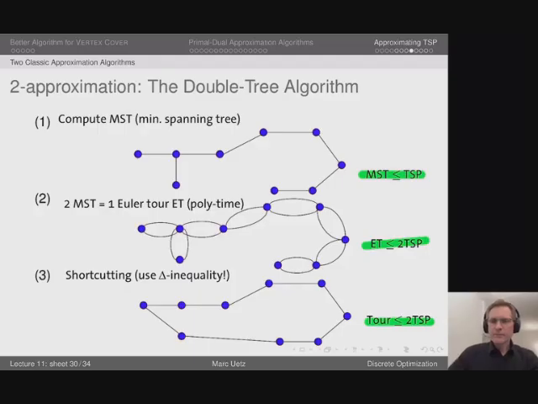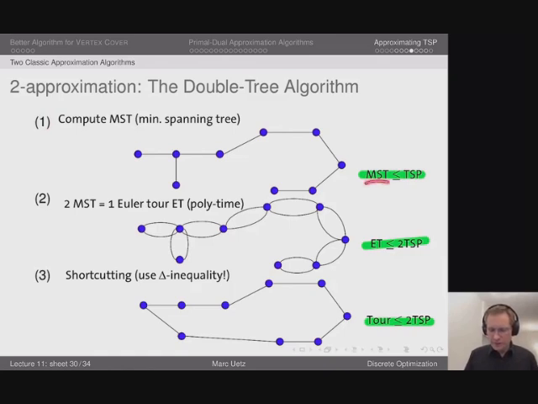Now we have all the ingredients together in order to define these two beautiful approximation algorithms. So we can compute minimum spanning trees in the graph, and that gives us a lower bound on the shortest TSP tour. We can compute Euler tours in multigraphs if they have even degree, and we can do shortcutting in order to get a Hamiltonian cycle from an Euler tour. And indeed, that's all that we need in order to describe the first algorithm. That is the so-called double tree algorithm. So the first step is we compute a minimum spanning tree in the graph.